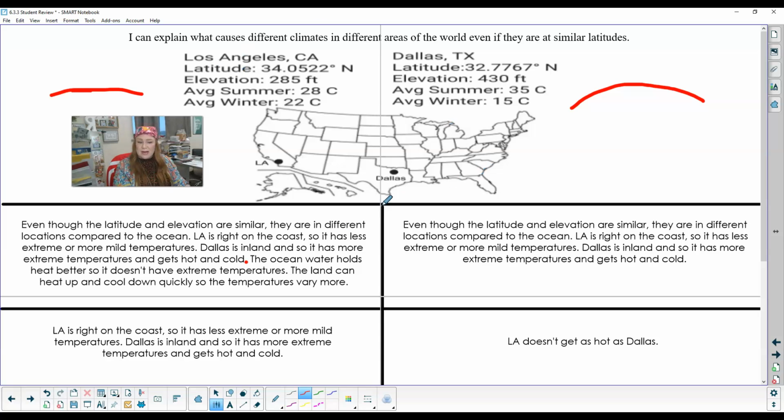Explain it. So this one explained that the ocean is going to hold that heat better, where inland the land doesn't hold the temperature as well. So just taking it that step farther to explain. So do you need to go through your climate factors? Do you need to answer the question? Do you need to make sure you explain what you're thinking? So what is it you need to do? What goal can you set to do your best on the test?